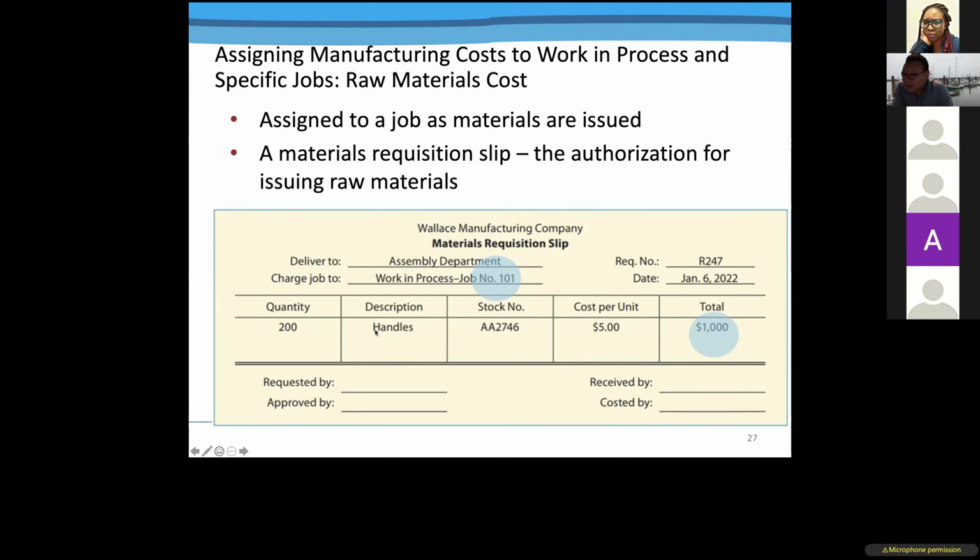So what did that cost me? Each one costs me $5. 200 handles, that total cost will be $1,000. And the date of this requisition is January 6, 2022. The job order is 101. So this is the requisition of the materials. I need the raw materials inventory to release to me 200 handles, to the work in process.